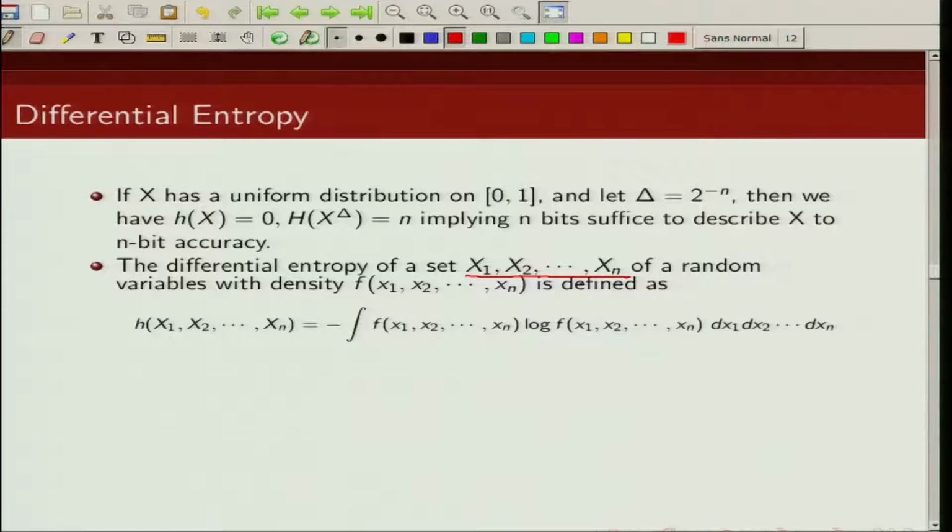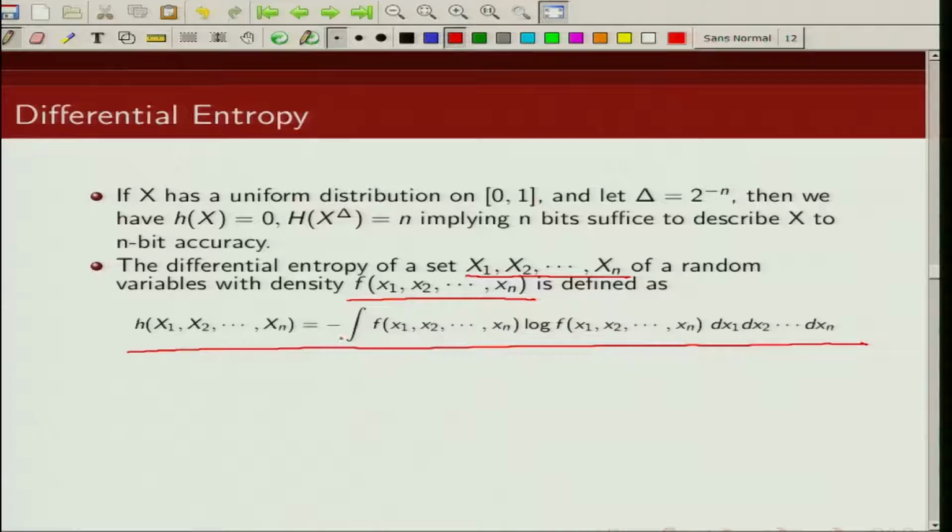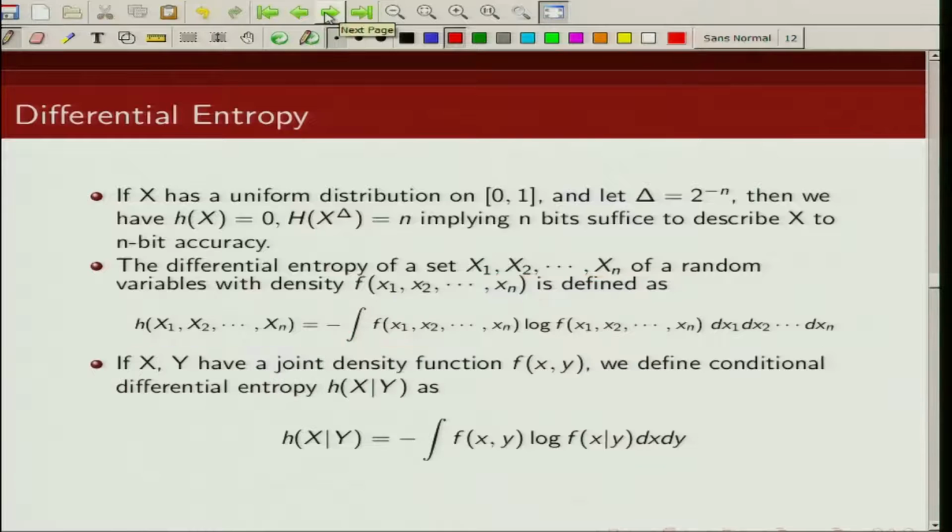So differential entropy for a set x1, x2, ..., xn whose joint density is given by this can be similarly defined like this. So it's a very straightforward extension of the definition of differential entropy for a single random variable. Similarly, we can also define conditional differential entropy. So if x and y have joint density function given by this, then we can define conditional differential entropy in this fashion. Again, if you look at the form of this expression, it's very similar to the form that we had for the discrete case.